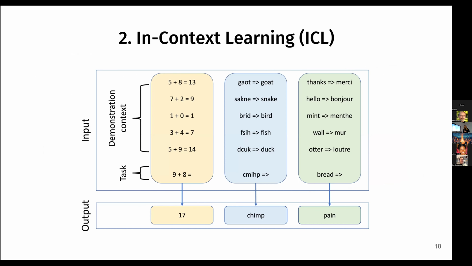Second technique, in-context learning. So in-context learning takes advantage of the capacity of the large language model to learn also from the prompt itself. So what we have to do is to provide it with input-output pairs of task and solution, which works as a demonstration context for the language model. And then write our task and leave it open for the chatbot. So in this way, we are providing both a pattern for the answer and the structure of the answer itself. So in the first case, it understands we are doing an addition, grammar correction, translation.